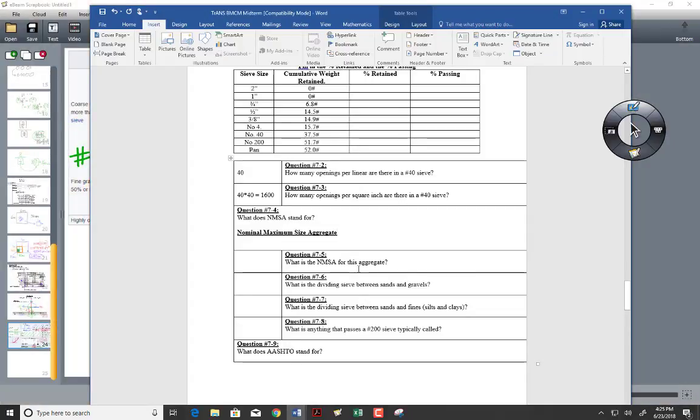What is the divide between sands and gravels? This would be a number 4. What's the divide between silts and sands? Number 200. Anything passing the number 200 is typically called what? Fines. It was in the question right above it. There are terms that you need to know.